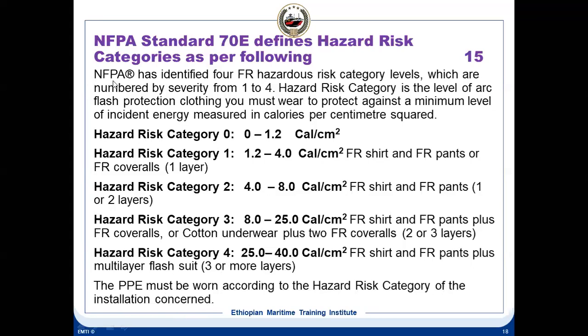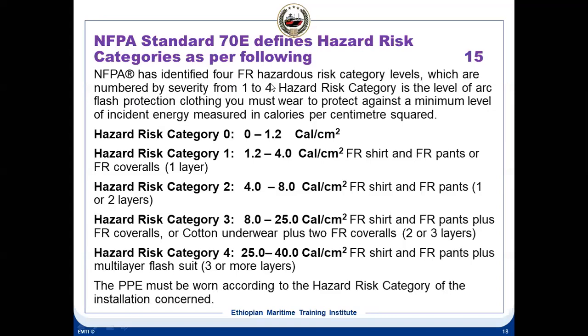So NFPA, National Fire Protection Association, is a safety body that takes care of all these hazards, like OSHA and all. OSHA means Occupational Safety and Health Administration. Okay, so we'll see some more definitions on this.